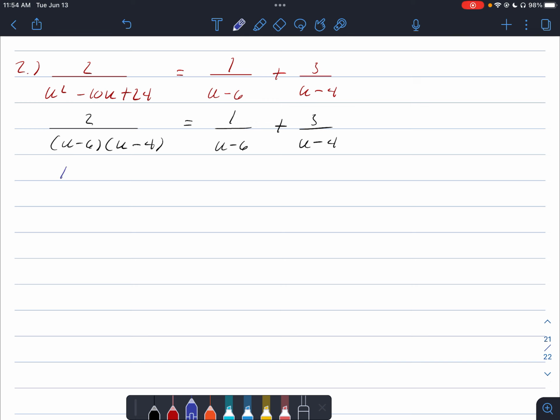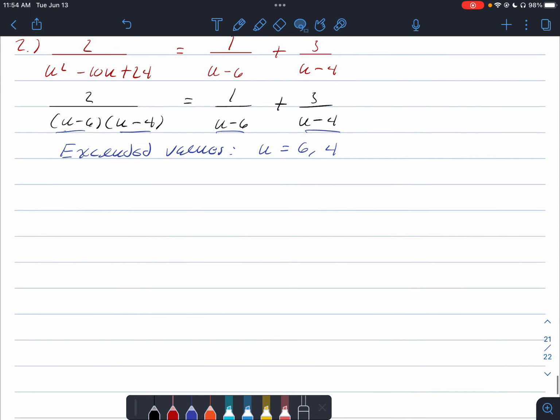So our excluded values then would be, hopefully we can all see, u equals 6 and u equals 4 as our problem values. That comes from setting each of these equal to 0 and finding out when that is the case. So we end up with 6 and 4 as our two excluded values. All right, let's go ahead and see if we can solve this equation.